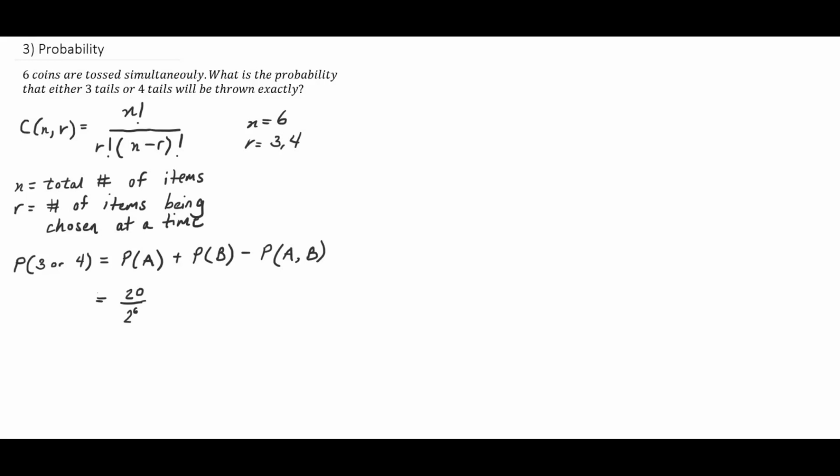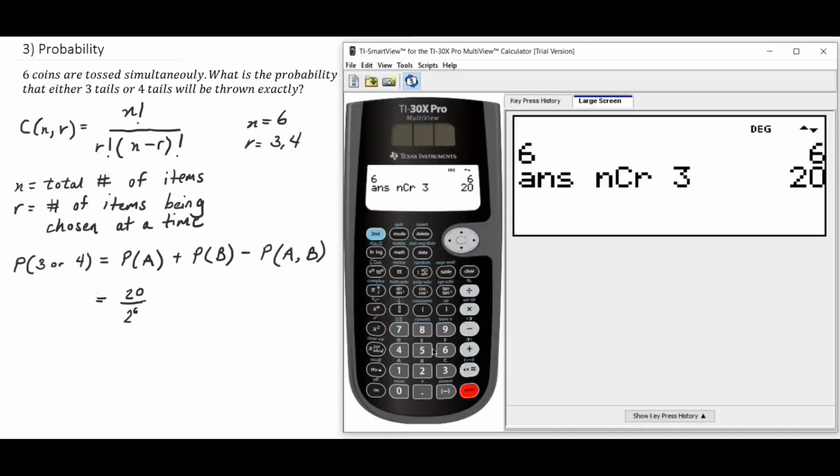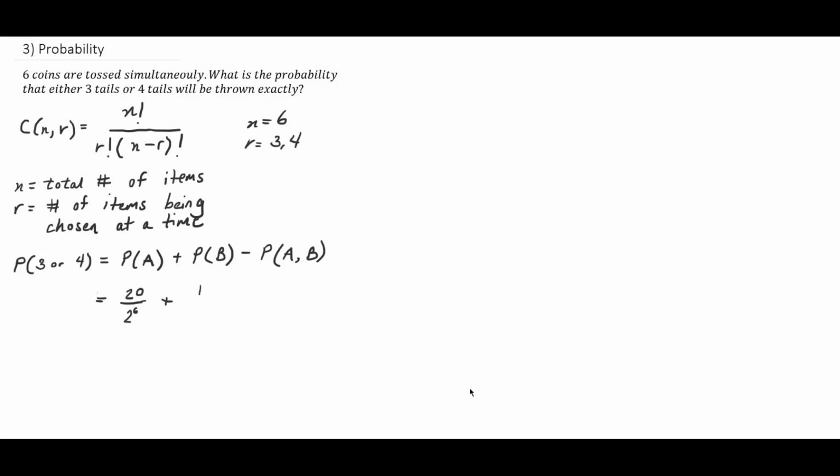Now we can find the combination for the 4 tails. We first need to enter 6, hit the combination button 2 times, and then press 4. So it gives you a combination of 15, for 4 tails being exactly thrown when 6 coins are tossed simultaneously. So 15 over 2 to the 6th, minus the probability of both occurring at the same time, which is 0.